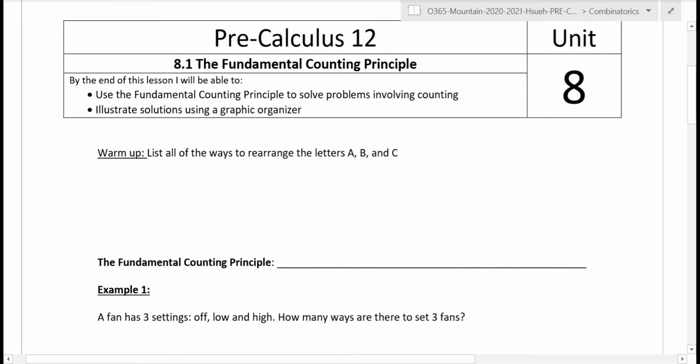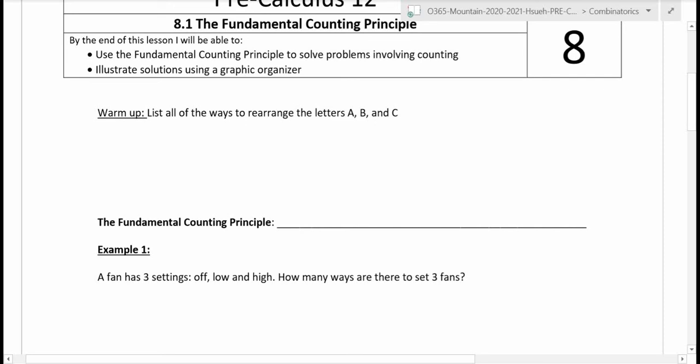All right, welcome back. We are going to move on to the counting principle, the unit for combinatorics. What this unit is about is basically figuring out how many ways you can arrange things, okay? The most basic stuff that we need to go over is the fundamental counting principle. Before we do that, I just want to show you what I mean by how many ways you can arrange things.